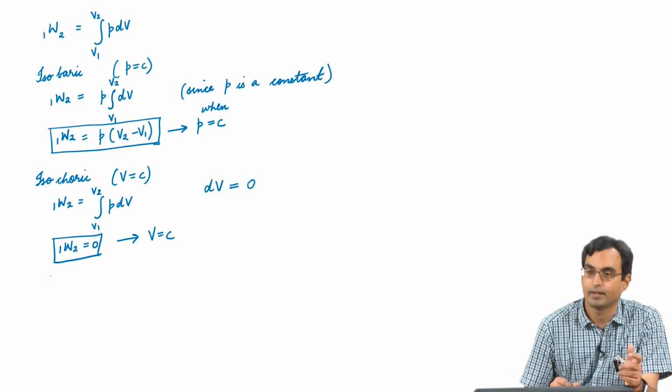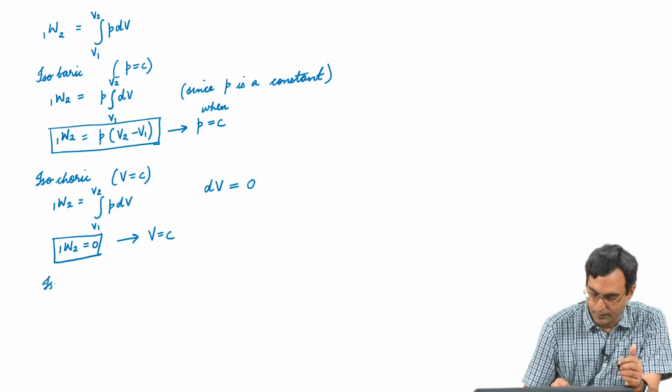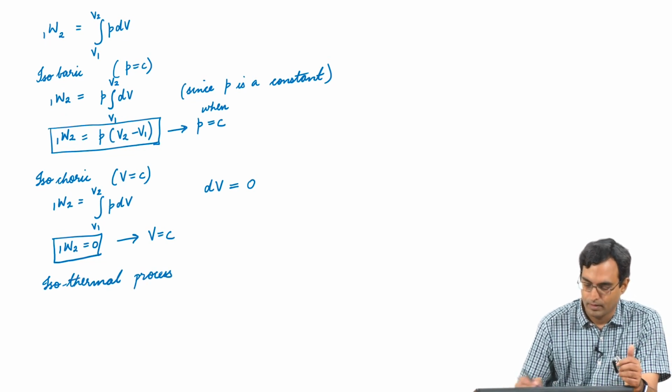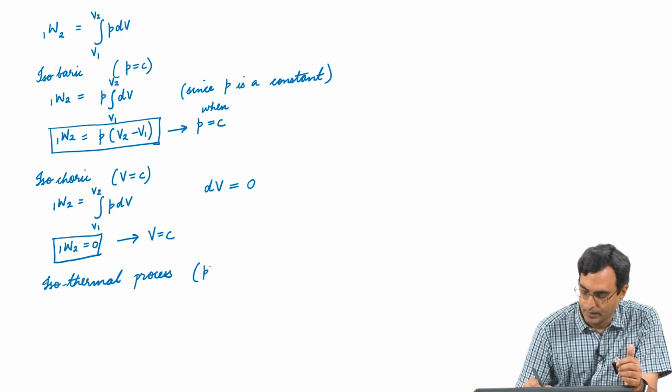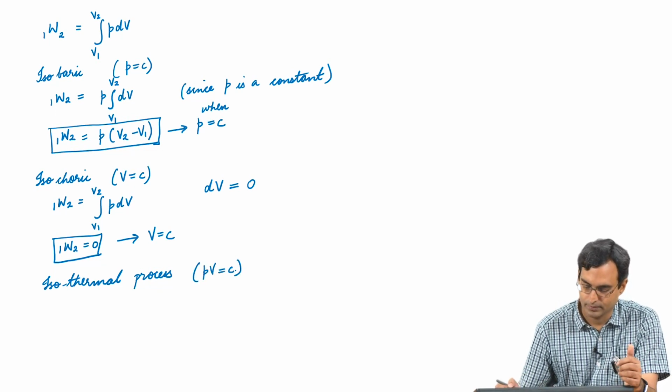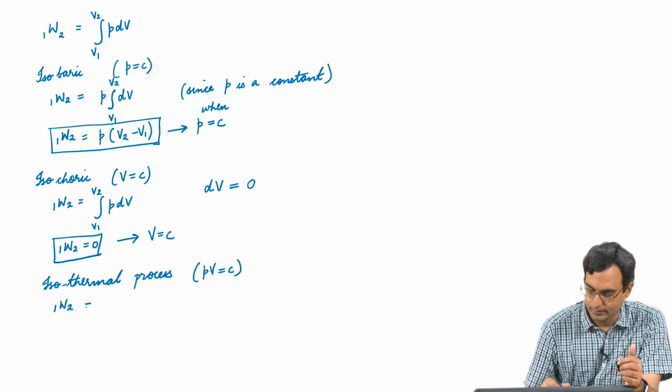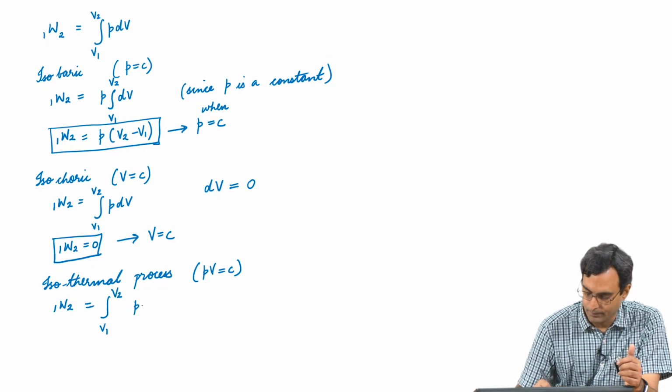We can do the same exercise for the other processes we have. So, we can do it for an isothermal process, which is of the form P v equal to constant. So, we start off with the same point again. So, we have 1W2 is integral of V1 to V2 P dV.